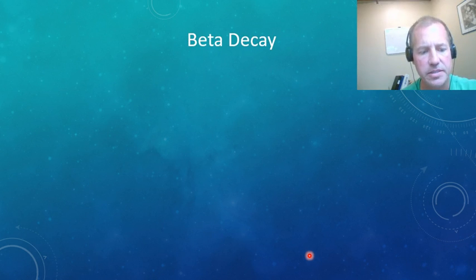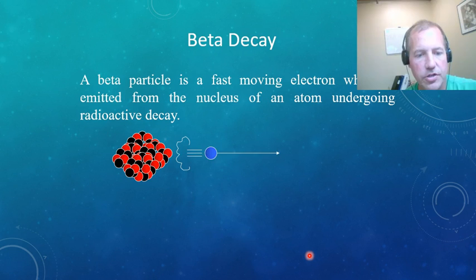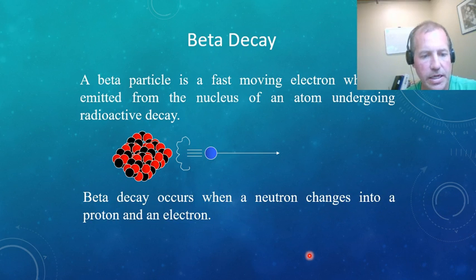Next is our beta decay here, and a beta particle is a fast-moving electron which is ejected out of the nucleus of an atom that's undergoing radioactive decay. What's happening is that this nucleus is taking a neutron and converting it into a proton and an electron. So there's our nucleus, there is our electron beelining it, and beta decay occurs when a neutron changes into a proton and electron.